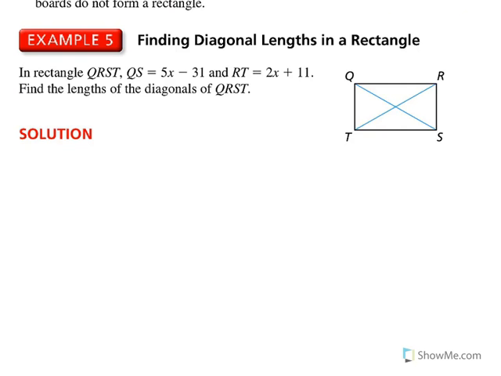So, example 5, it says, in rectangle QRST, QS is 5x minus 31, and RT is 2x plus 11. So find the lengths of the diagonals of QRST. Okay. Well, first thing I'm going to do is, since I have a picture, I'm going to label what I know. So QS is 5x minus 31, and I know that RT is 2x plus 11. And since it's a rectangle, I know that these two diagonals are going to be equal to one another, so I'm going to set them equal.